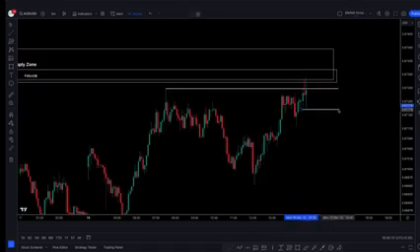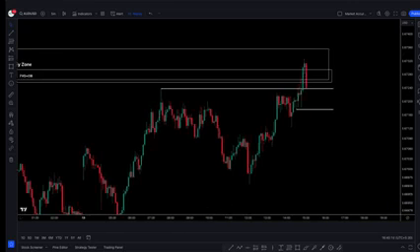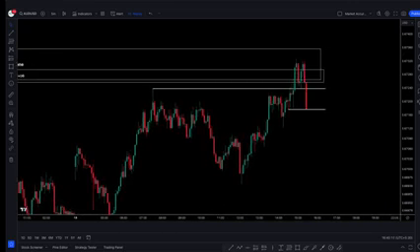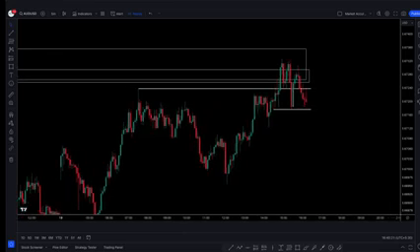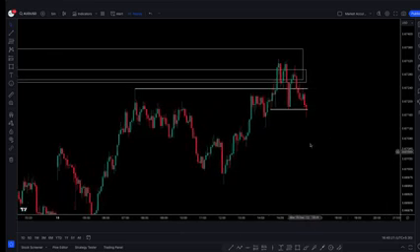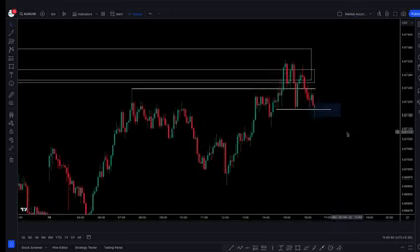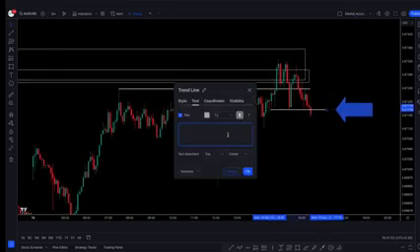So now we have this tiny little structure here. If price breaks, we can look for an entry. So now we have gone into the extreme supply zone. So let's see if price can reverse from there. We were going to look for a market structure shift, which happens right here. So we have a market structure shift here. Let me mark this out.